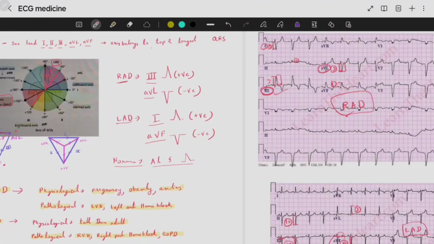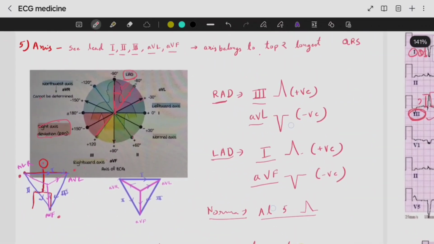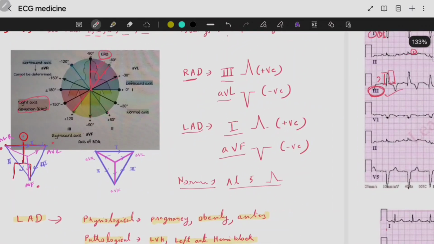Okay, there are many more techniques to determine the axis, but I use this technique. You can use any one of them according to your comfort.